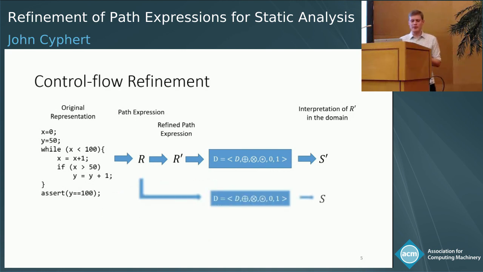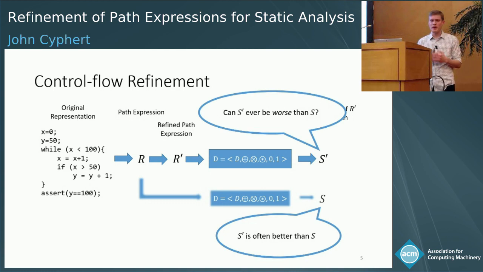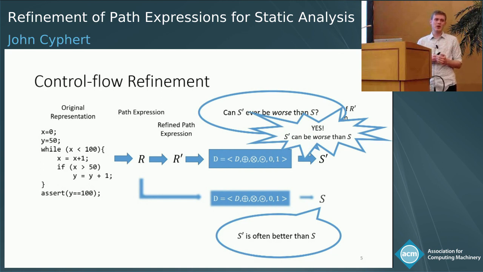One of the questions that we asked for this work is, you can imagine doing this control flow refinement and analyzing R prime as opposed to the original path expression that was generated. But what if you compared that result, say S prime, with the result of analyzing just R by itself? As we see from the previous example, as well as from the literature, refining often creates better answers and better summaries. However, can we ask the question, can refinement ever produce worse summaries for us? And counterintuitively, the answer is yes. Refining can actually produce worse analysis results.